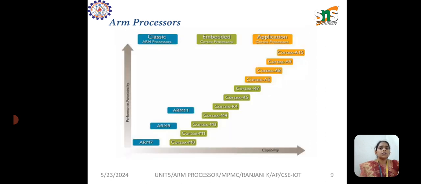Next, these are the various ARM architectures. The initial ones are ARM7, next ARM9, ARM11. Based on the Cortex and based on the application, the various ARM processors are used.